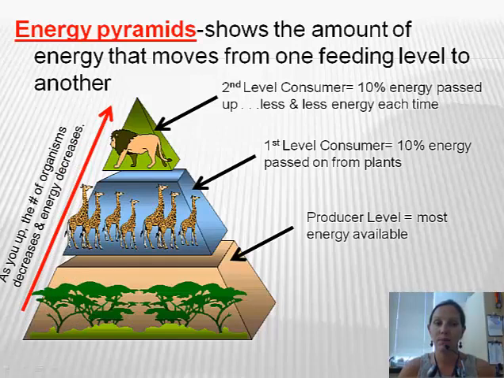So as you go up, the number of organisms decreases and the amount of energy being passed also decreases. There's more energy down at the bottom of the pyramid in all these plants than there is way at the top at the lion.